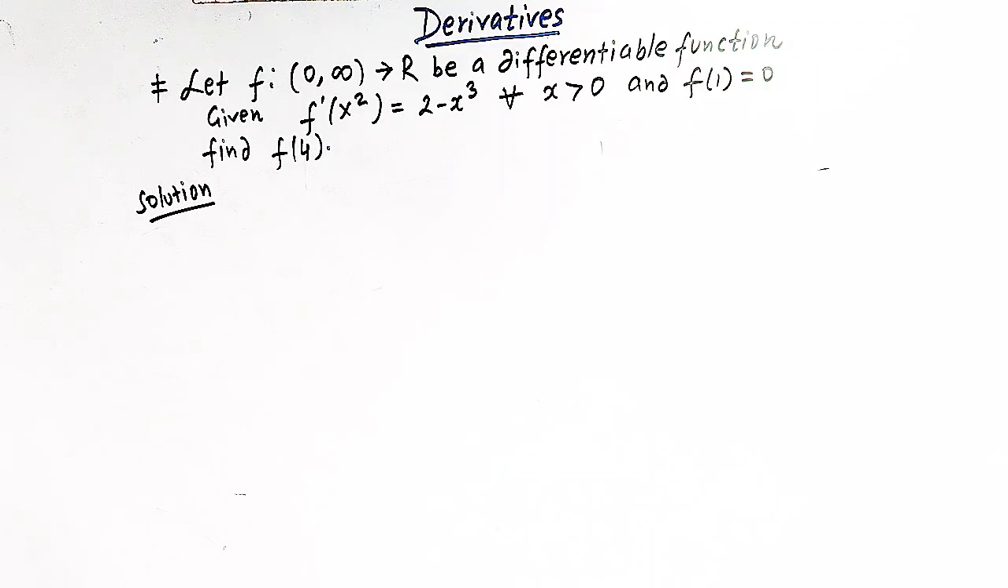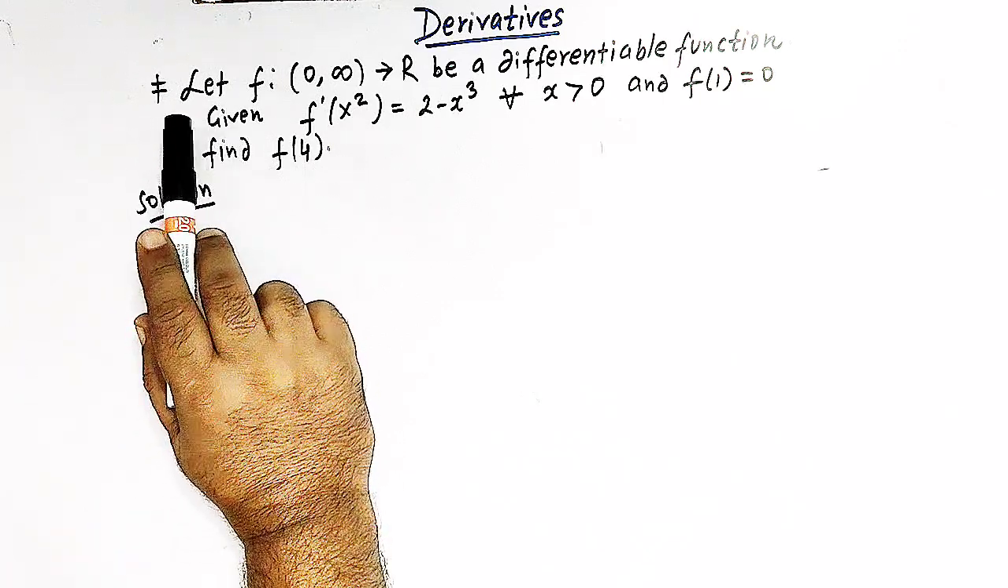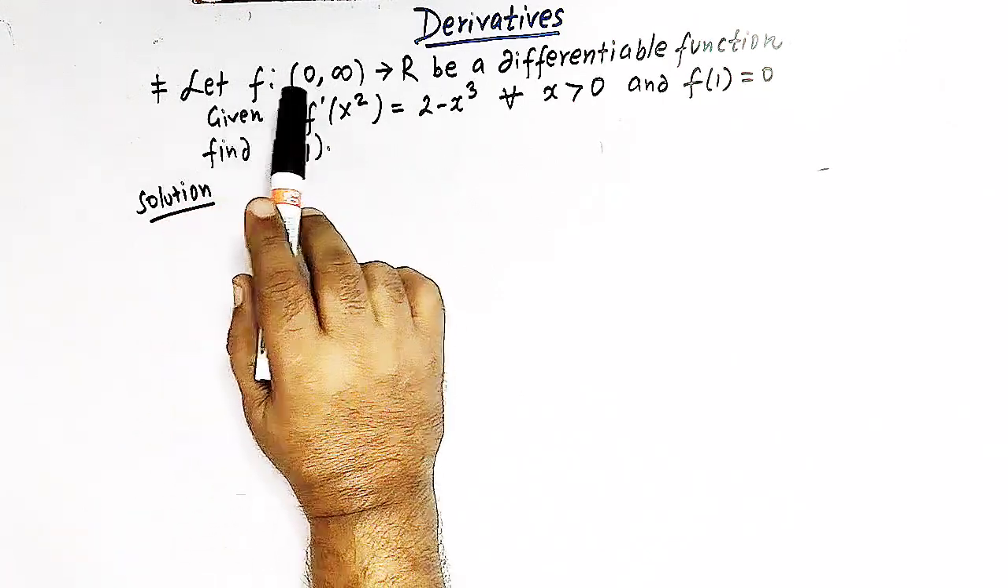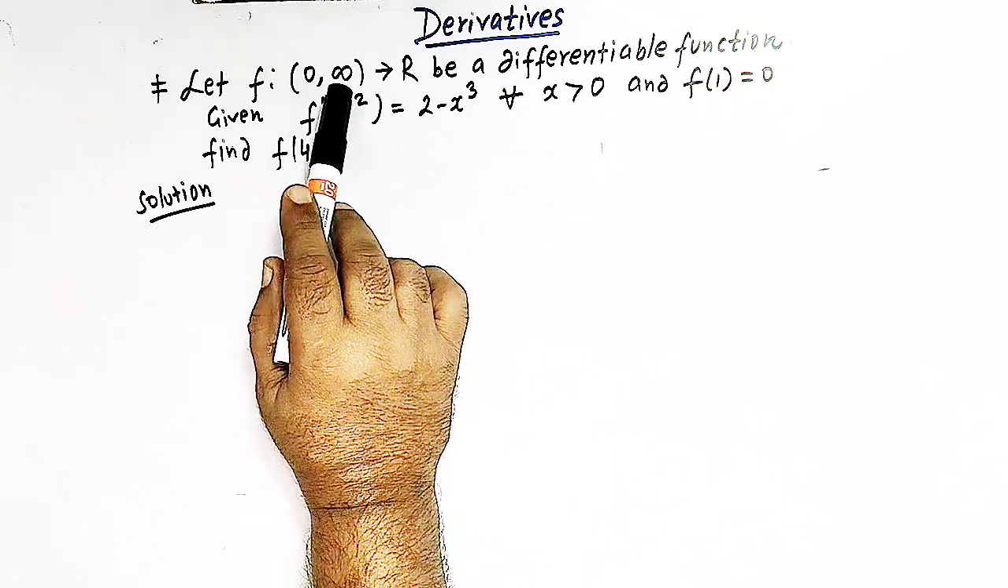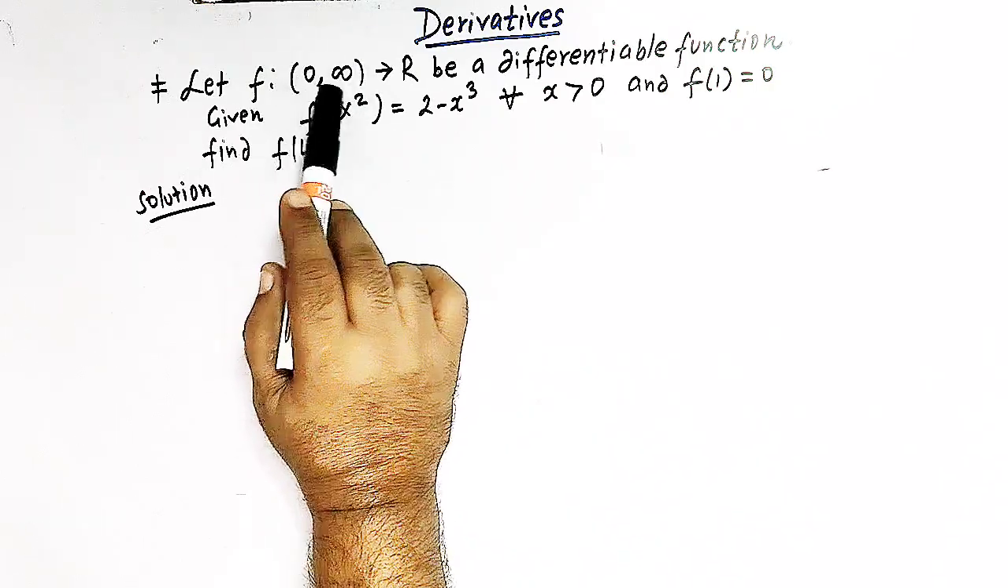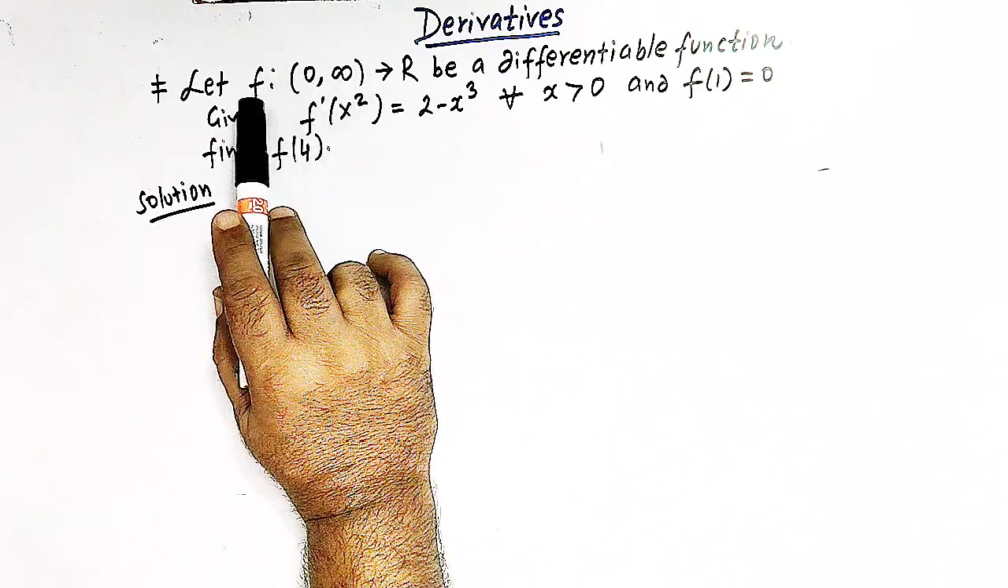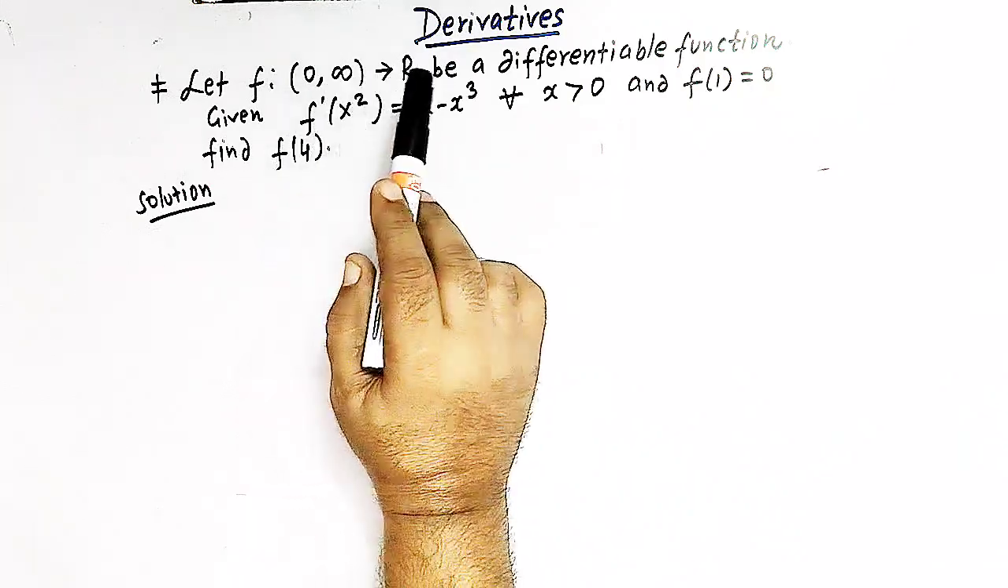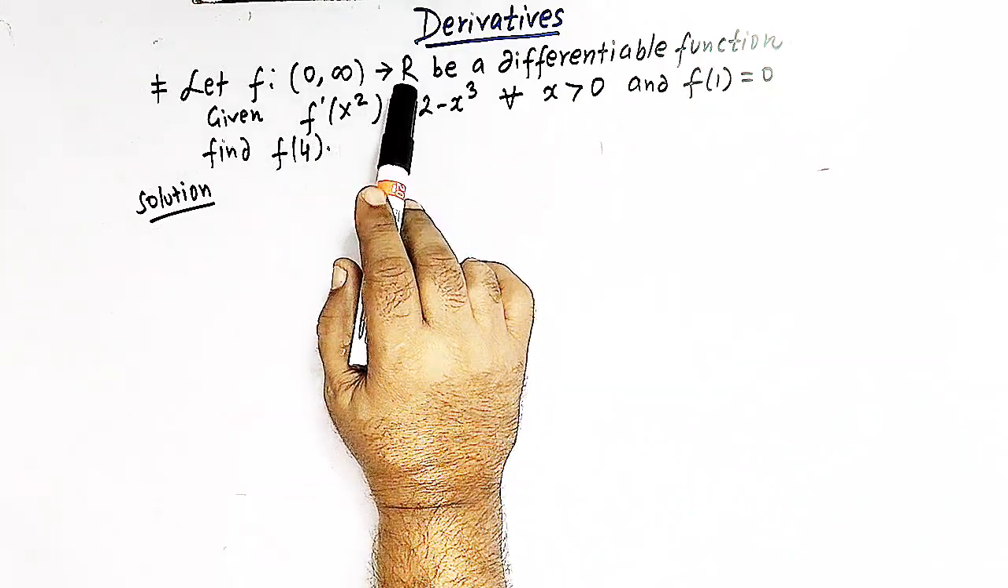Hello viewers, in today's session we are going to discuss another important and conceptual problem from derivatives, right? Here we are given a function f whose domain is 0 to infinity, an open interval, so the function f is from 0 to infinity to the set of real numbers R, right?